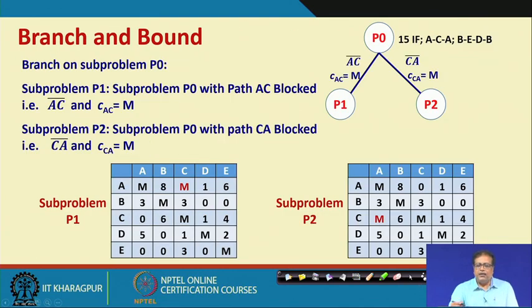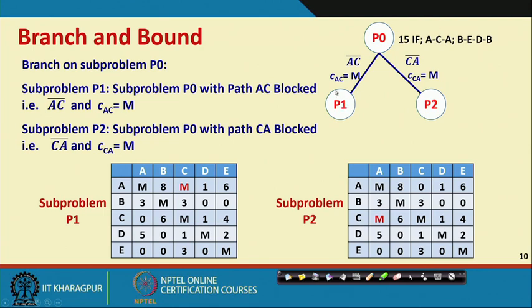So, if we do, look here, this is AC bar, that means put AC equal to M and CA bar, put CA equal to M. So, two sub problems. So, this is sub problem P1, AC has been put to M, and P2, CA to M. So, that means the cost for A to C becomes infinite and here C to A becomes M. So, these are going to be our two sub problems. I hope it is clear to you now how we go about the two sub problems, is it all right?